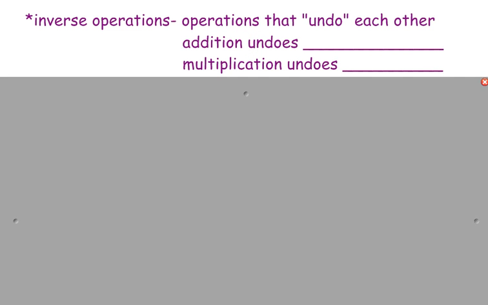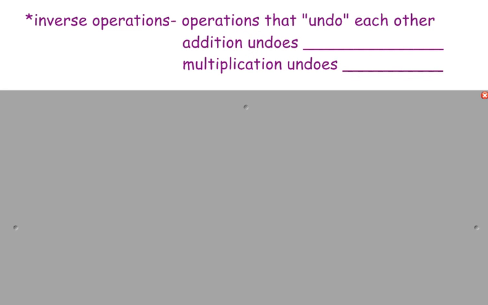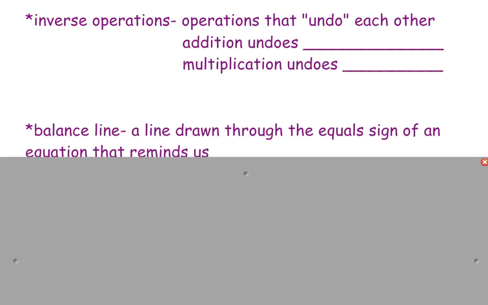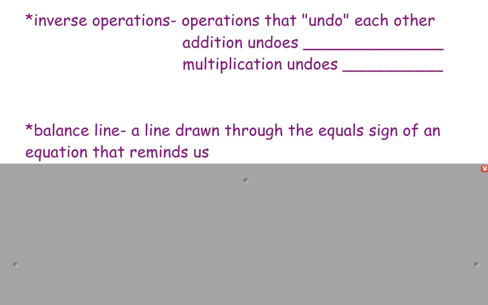So we are going to be using inverse operations to solve these problems. Inverse operations are operations that undo each other. You already have these filled in on a previous page, but we want to know that addition undoes subtraction and multiplication undoes division. While we're solving, we're going to use a balance line. That's just that straight vertical line that goes through the equals sign.